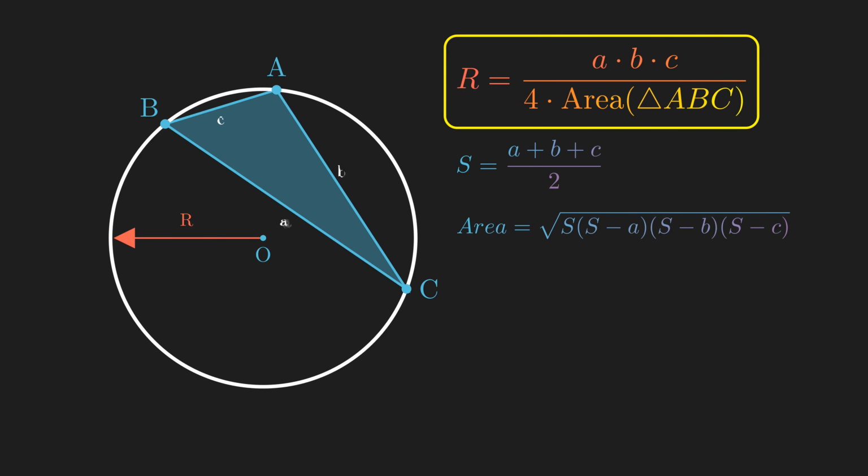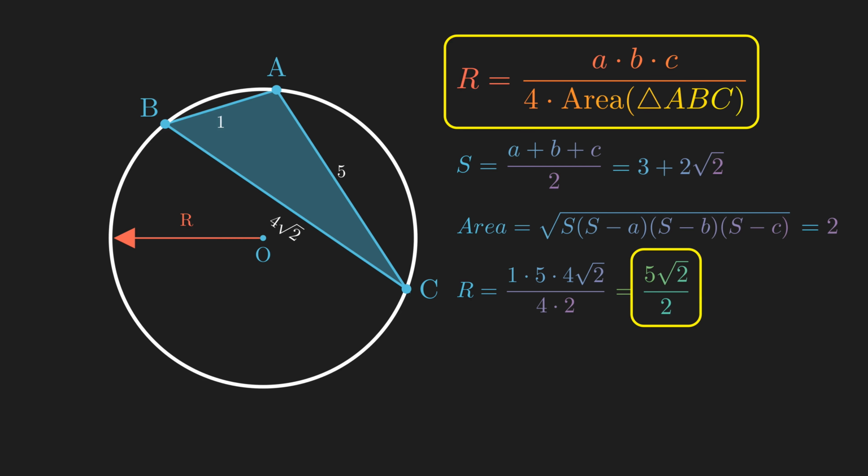Alright, let's bring back the sides of the triangle and plug in the values. S comes out as 3 plus 2 square root of 2. The area then is 2. If you put the values into the very first equation, you find that r equals 5 square root of 2 over 2. Yes, I think this was quite a nice problem.